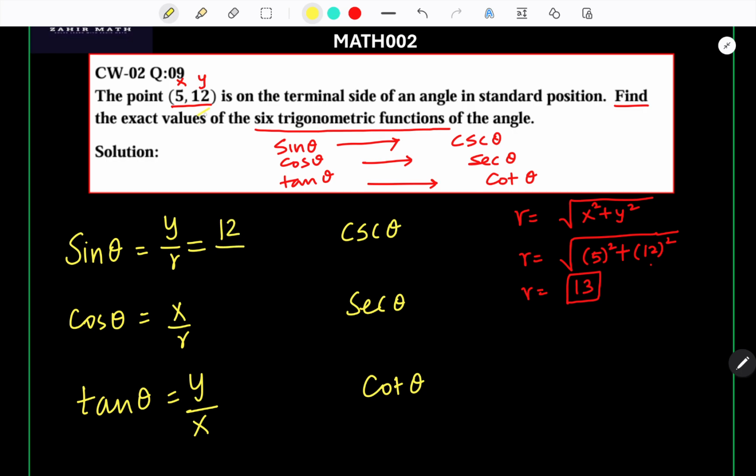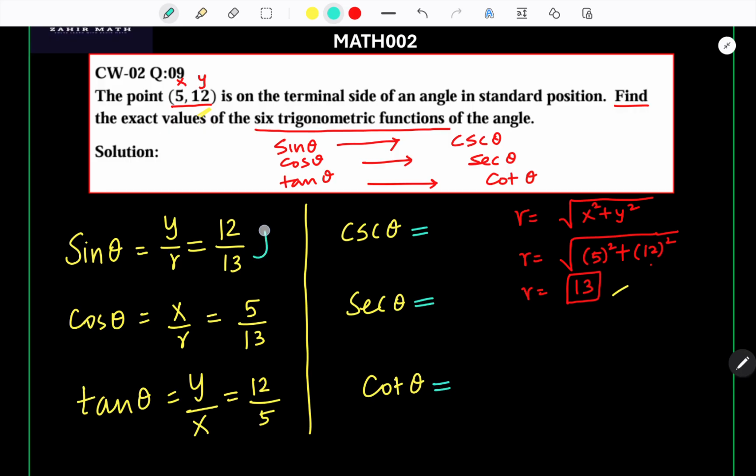Okay. What's your y? It's 12. What's your r? Which is 13. What's your cos theta? Which is 5 by 13. And what's your tan theta? Which is y by x, 12 divided by 5. Right. Make a line. And we are going to write next cosecant theta, secant theta, cot theta. Just flip this one, 13 divided by 12. Flip this one, 13 divided by 5. Flip this one, 5 divided by 12.